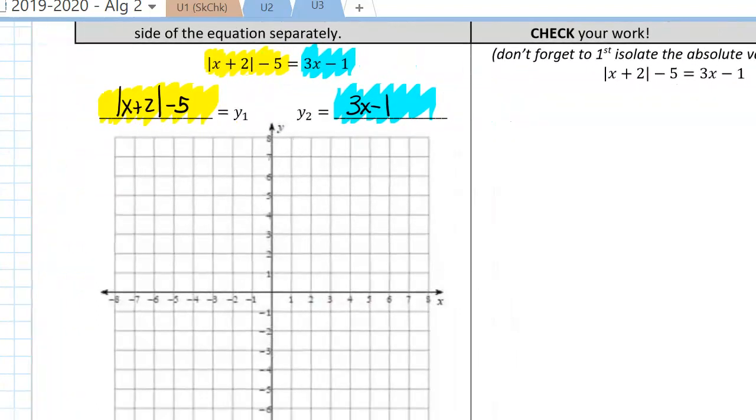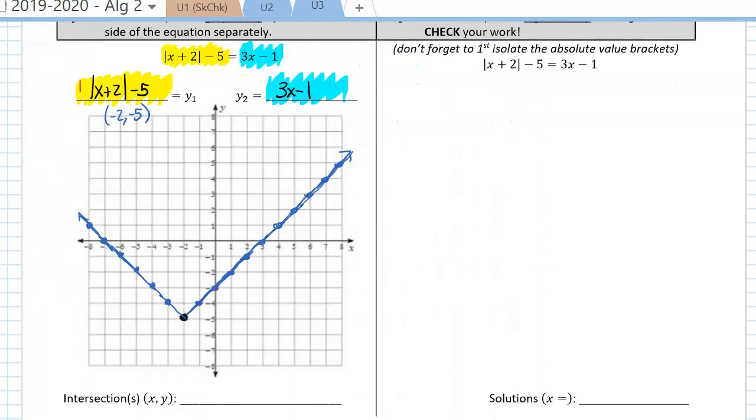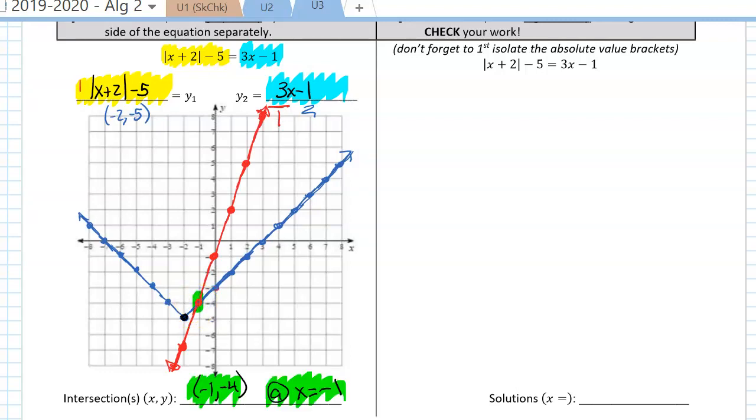So starting with the absolute value, we see h, k of negative 2, negative 5, and a slope of 1, so up 1 over 1, up 1, back 1, and so on. Now for our line, this is in fact a linear equation, where we start at the y-intercept of negative 1, and we have a slope of up 3 over 1. And filling out the rest of the graph, we see our linear equation. Now, in terms of intersections, we see that it only actually intersects at one point, and that is at (-1, -4), or the x value of x is equal to -1.